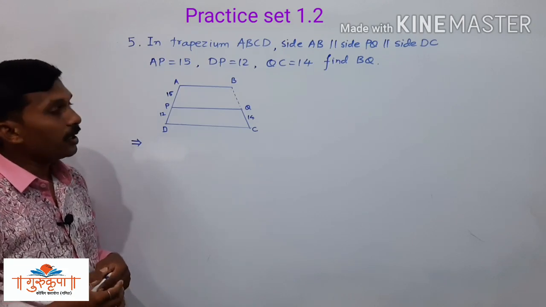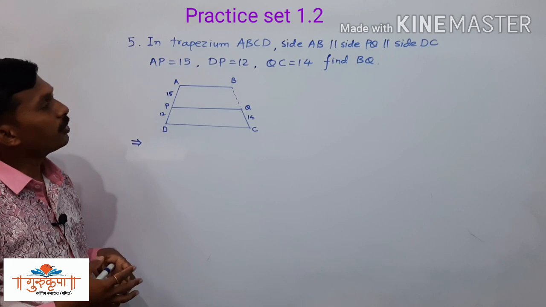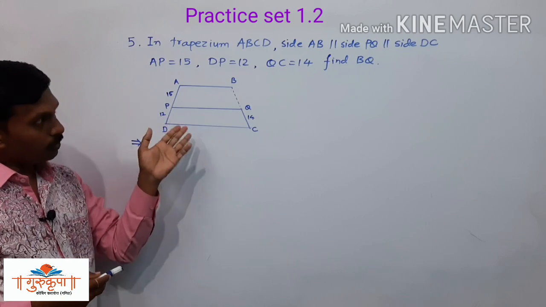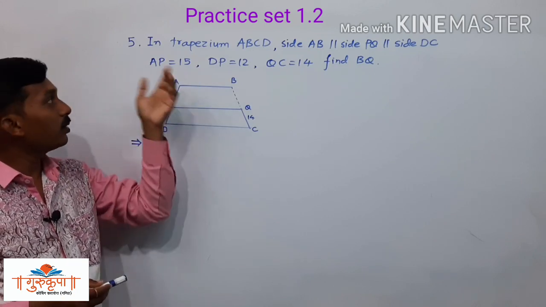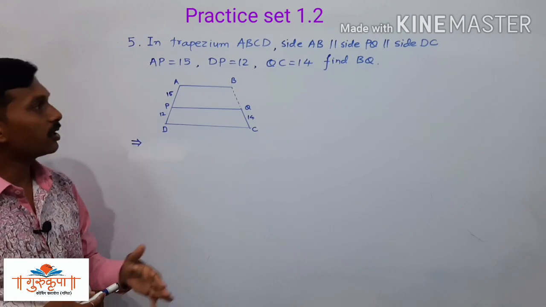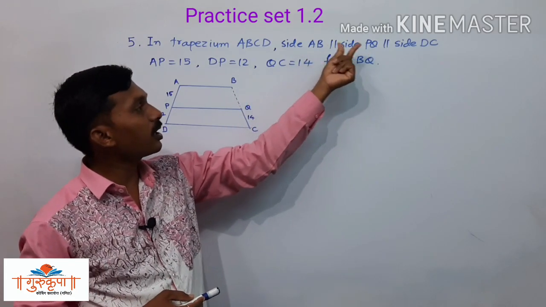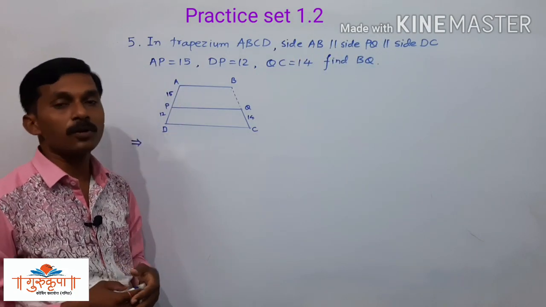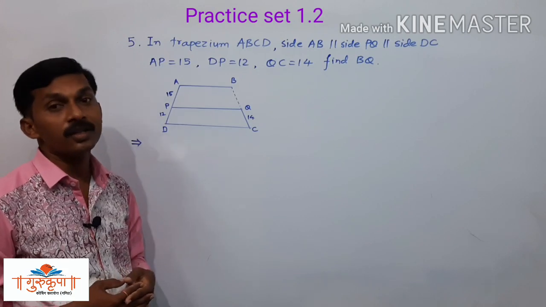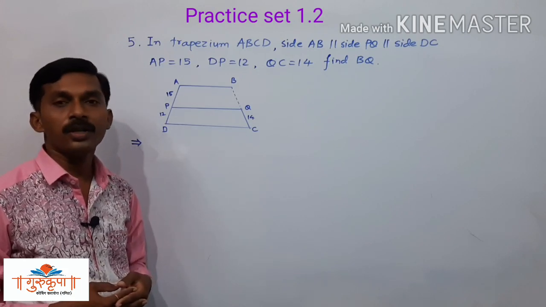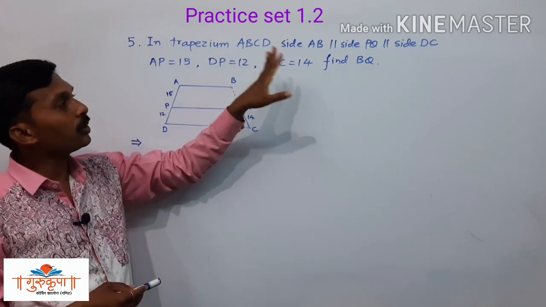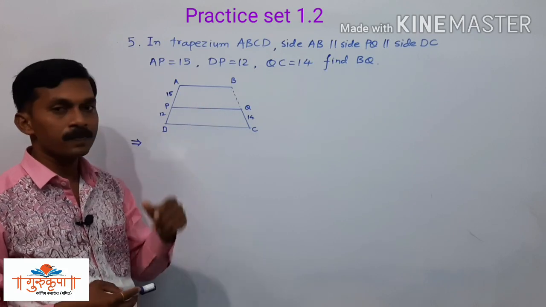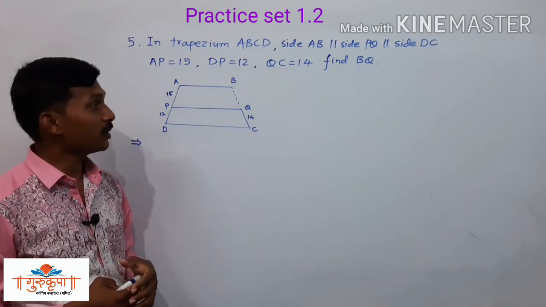Now everyone knows which property or theorem we can use here. To know which property to use, we have to read the question carefully. It is clearly mentioned that AB is parallel to PQ, which is parallel to DC. Definitely we have to use the property of three parallel lines and their transversal. We do not have any other option, since the three sides are parallel to each other.